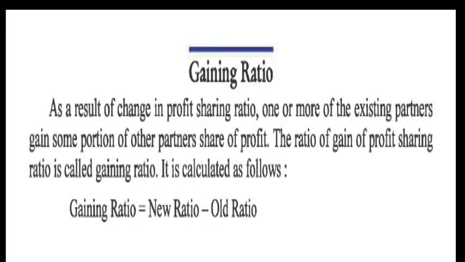Now what is gaining ratio? As a result of change in profit sharing ratio, one or more of the existing partners gain some proportion of other partners' share of profit. That proportion of profit which they are gaining is known as gaining ratio. It is calculated as follows: gaining ratio is equal to new ratio minus old ratio.